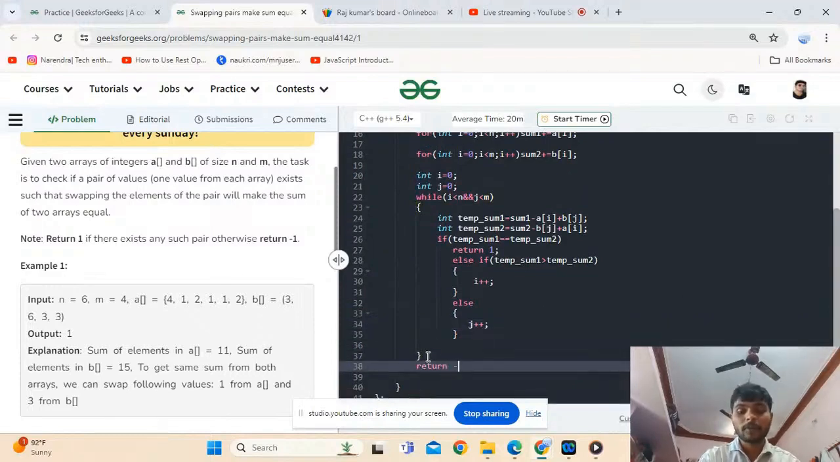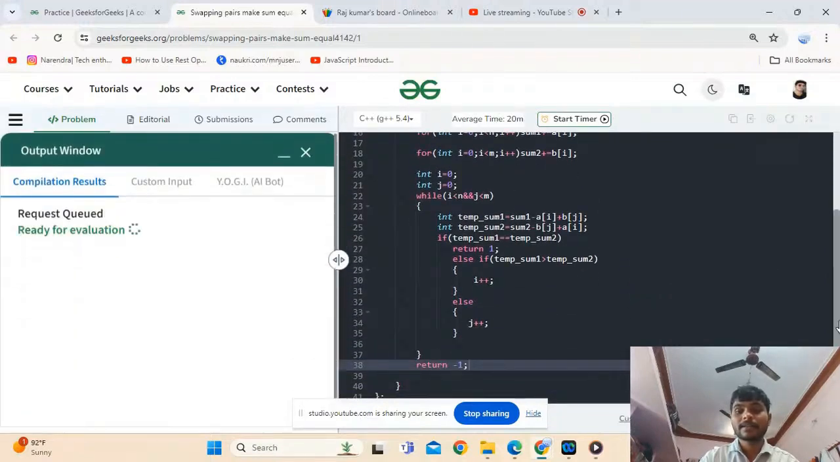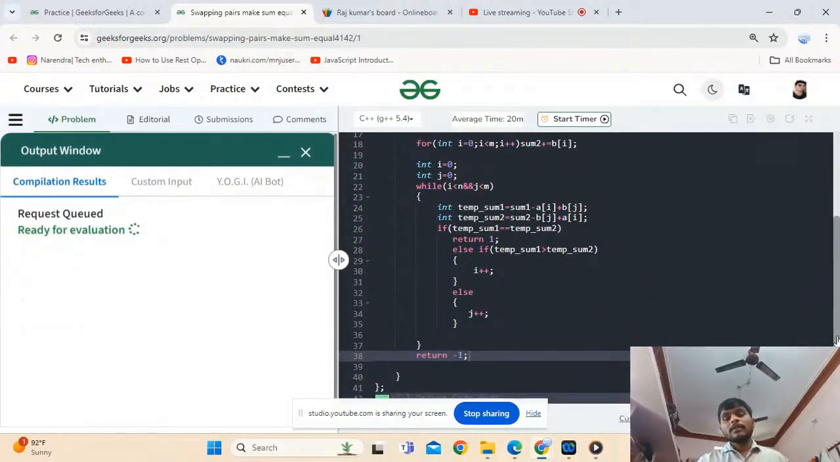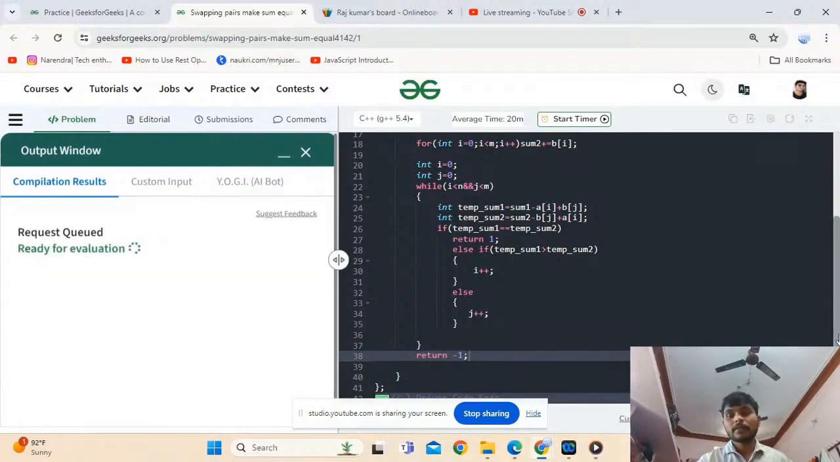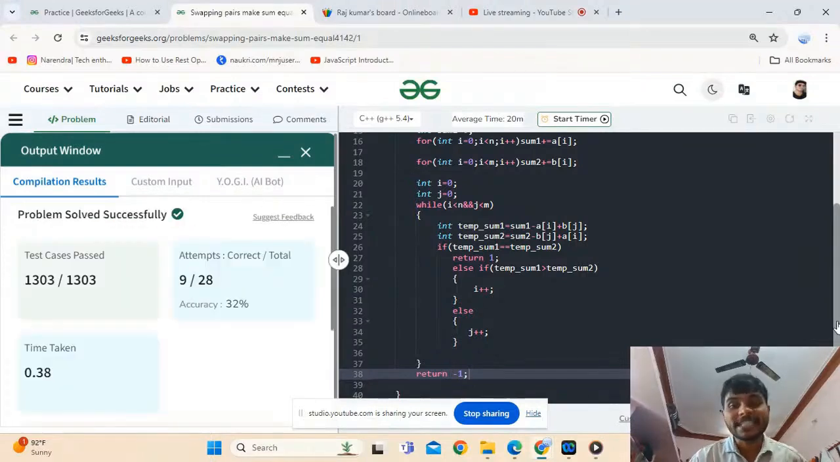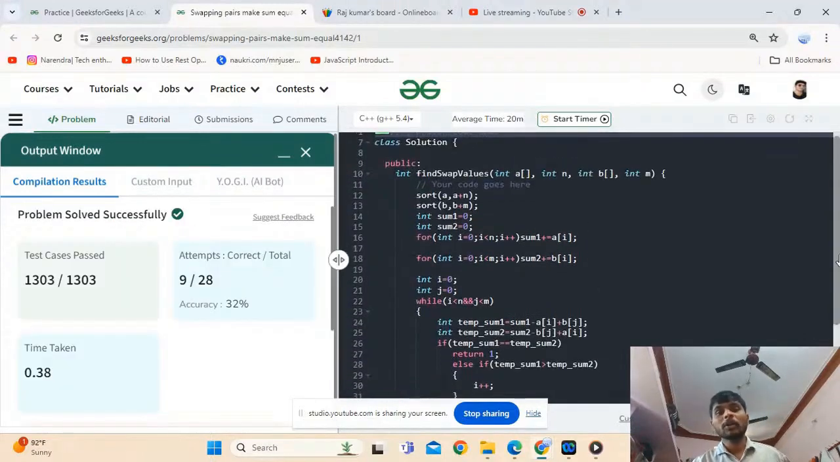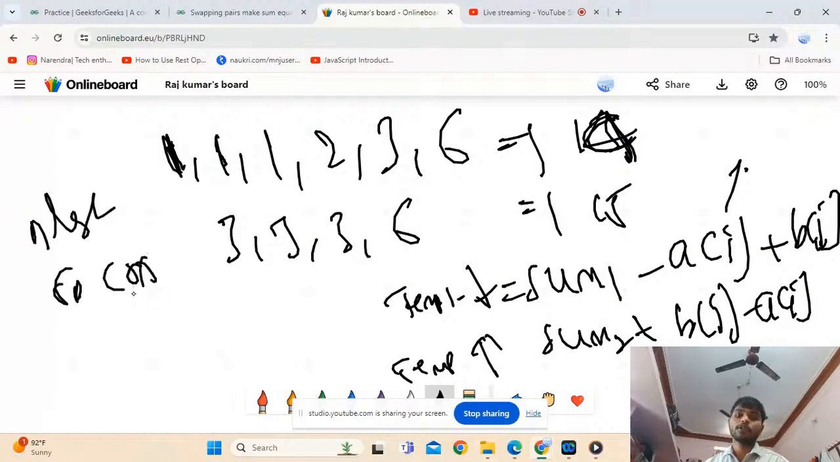It is not a hard problem. Now I am submitting this. Yes guys, it's submitted successfully. Here time complexity is n log n, and space complexity is O of n.